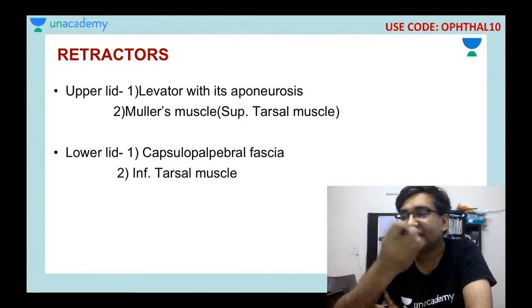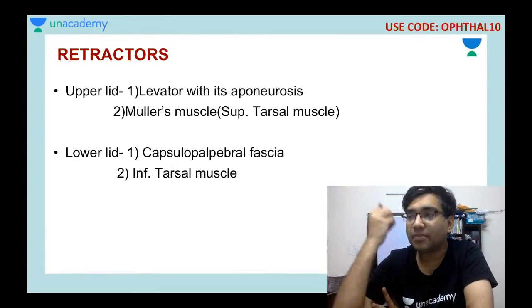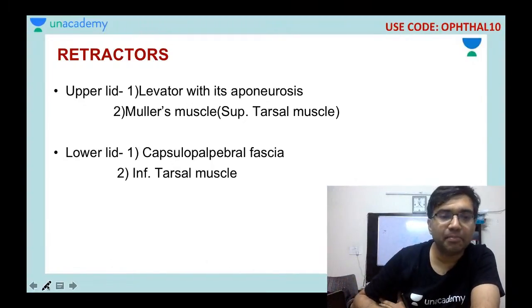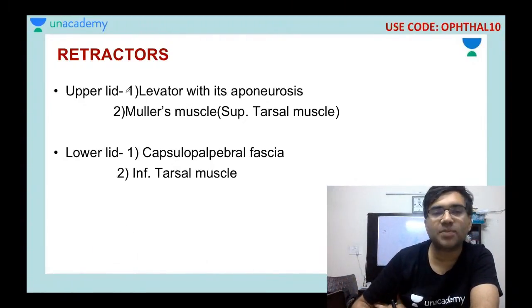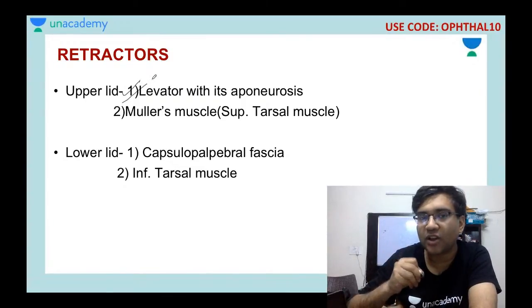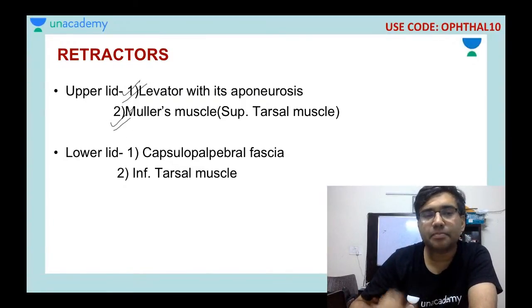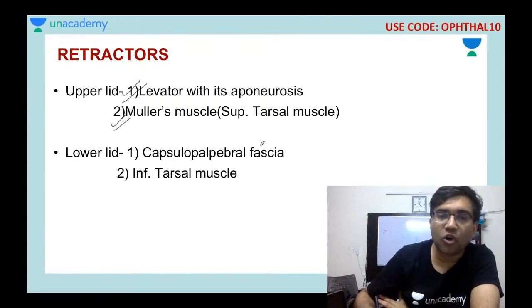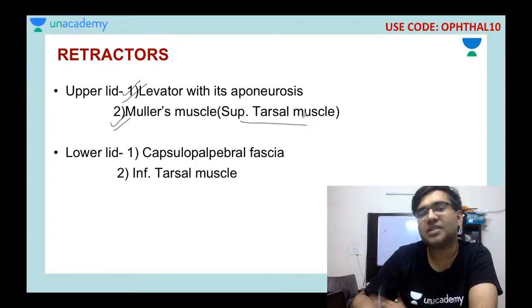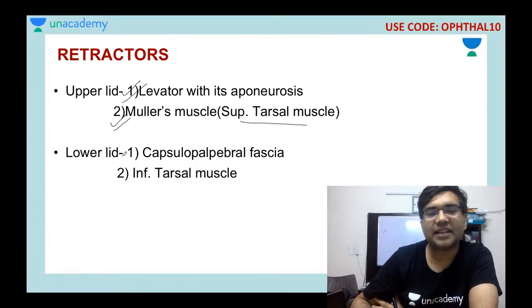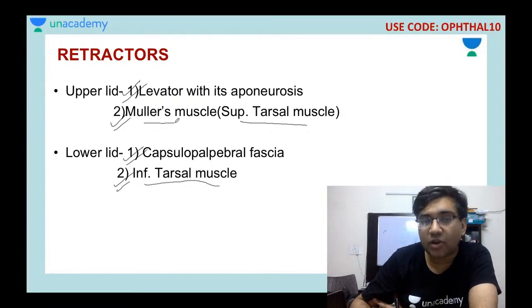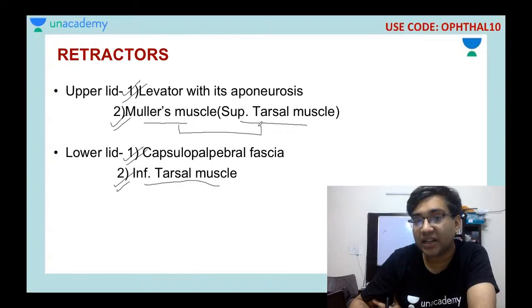Then what are the retractors? Retractor means which of the muscles are opening the eyelid. So for the upper lid, we have the maximum opening caused by the levator palpebrae superioris, and a small action is also there by the Muller's muscle, which is also called superior tarsal muscle. For the lower lid, it is the capsulopalpebral fascia and the inferior tarsal muscle. Okay, so remember, another name of Muller's muscle is your superior tarsal muscle.